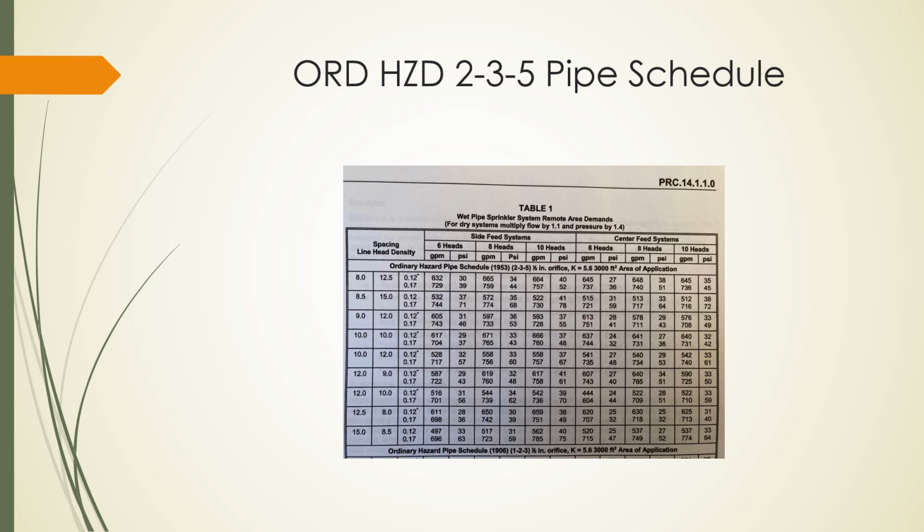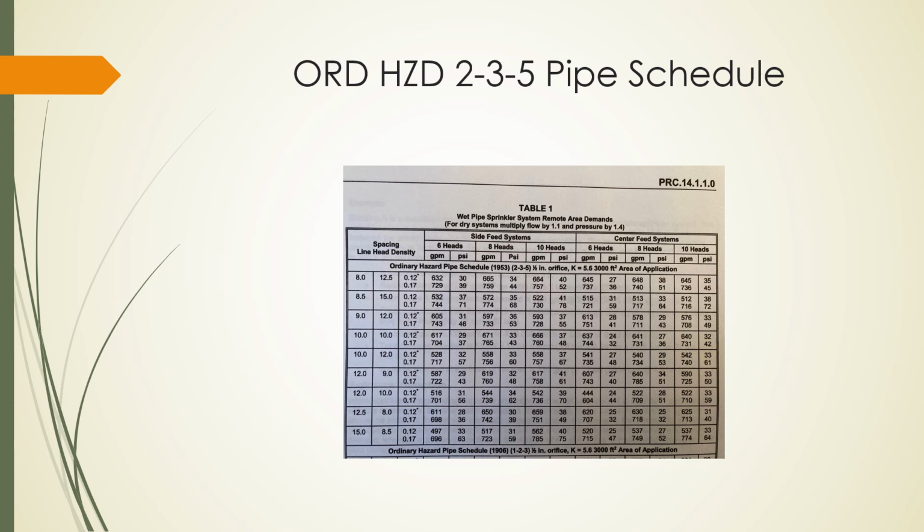So starting on the left-hand side, it says spacing, line, head, and density. We'll ignore this density for a minute because I'll be covering that in an upcoming presentation. Line spacing is basically branch spacing. In the upper left hand, it's 8 feet between branches and head spacing is, in that case, 12.5. And then you can see moving across, we have a side fed system and a center fed system. If you recall, the center fed system had a cross main that ran down the middle with branches on either side, and a side fed had a cross main with branches running on one side.